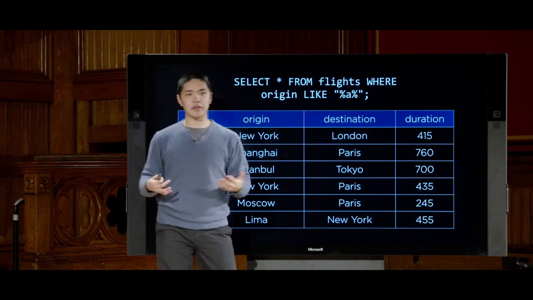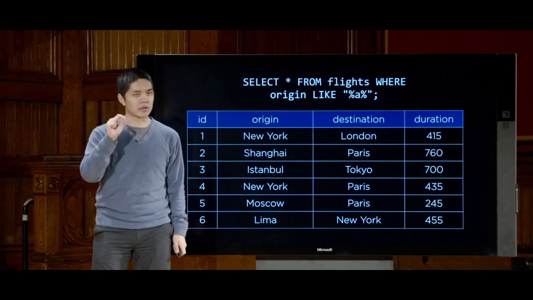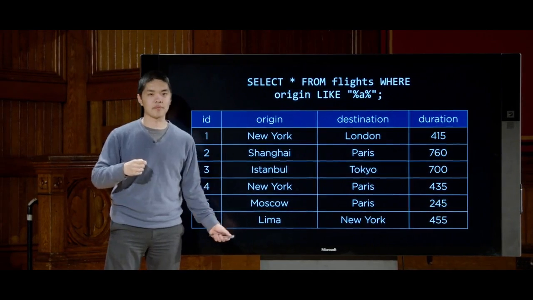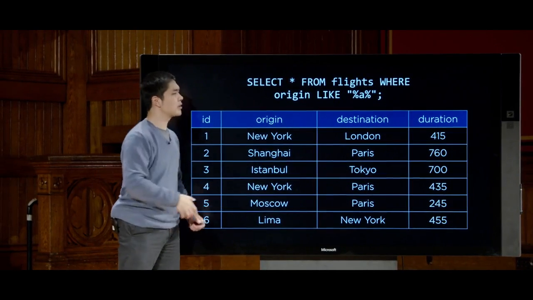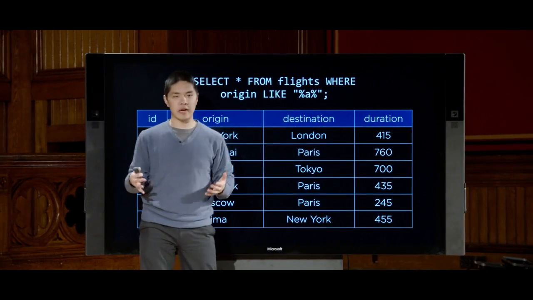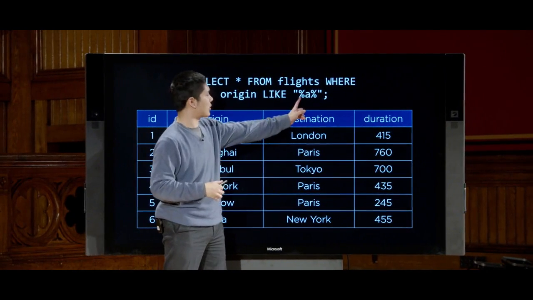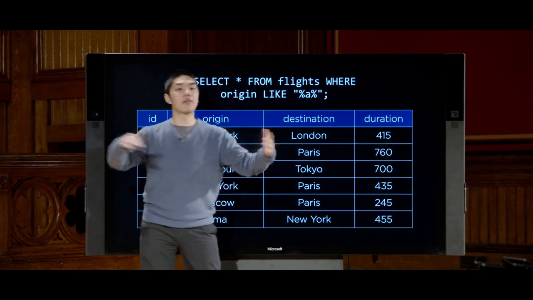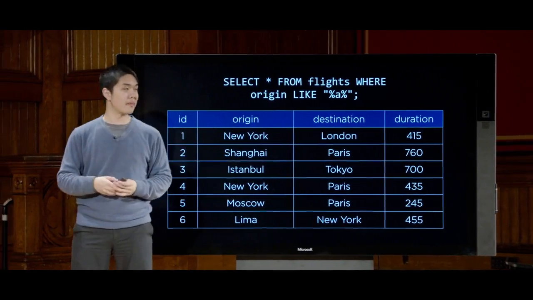%a%. This percent, again, stands for a wildcard. And this time, the wildcard is looking at the values of a particular column. In this case, the value of the origin column, meaning the percent stands for 0 or more characters, no matter what those characters are. We're looking for some number of characters, maybe 0, maybe more, followed by an A, followed by some other number of characters, maybe 0, maybe more.